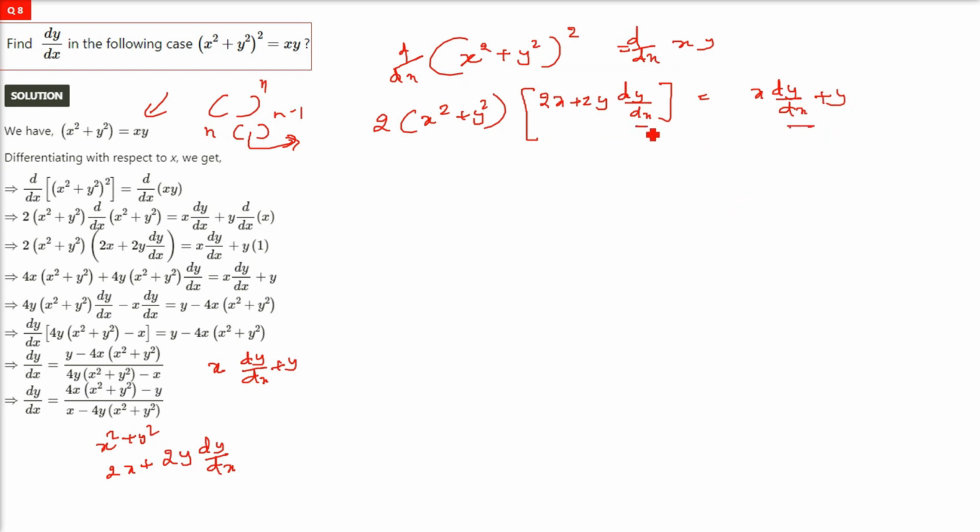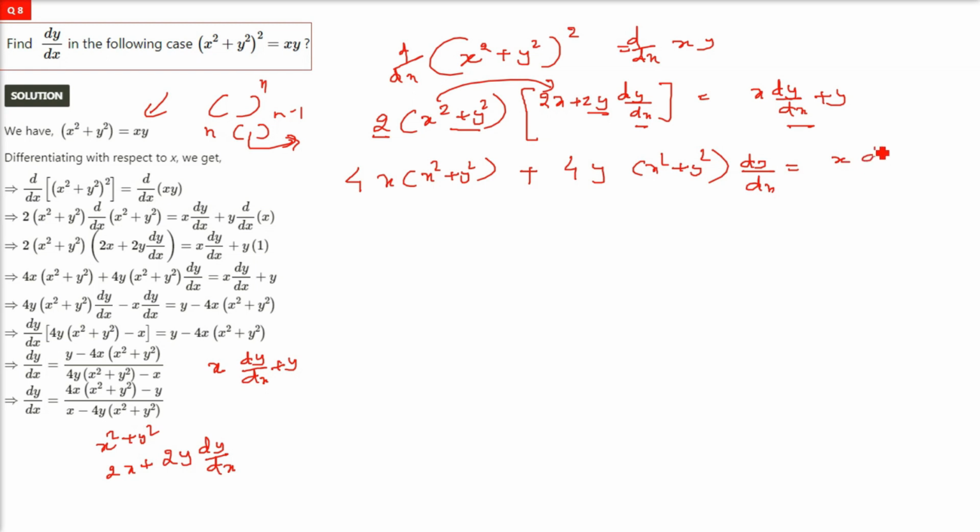As you already know, we have to take dy by dx on one side and others on the other side. So let us multiply properly. When we multiply we get 4x, x square plus y square, this is the first one. Then we multiply it again inside, 2 into 2 is 4, and then y, x square plus y square dy by dx. Now we have first dy by dx here. On the right hand side, I am just rechecking because a slight mistake can give you a wrong answer. x dy by dx plus y.